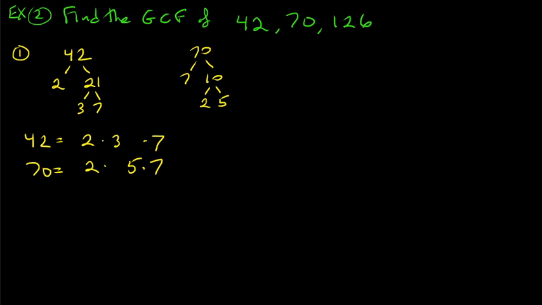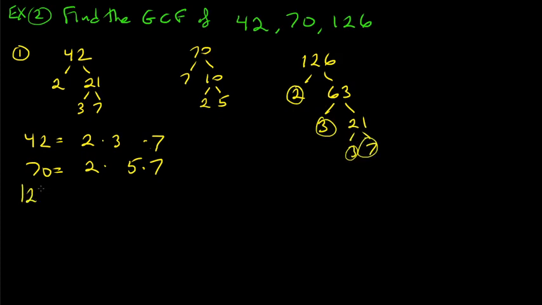Okay, so on to 126. If you divide 126 by 2, again 63, I think we did this one already, didn't we? Right? 63 is 3 times 21, and 21 is 3 times 7. So there it is again, 2 times 3 times 3 times 7. So 126 is 2 times 3 squared times 7. Okay. So step 2.